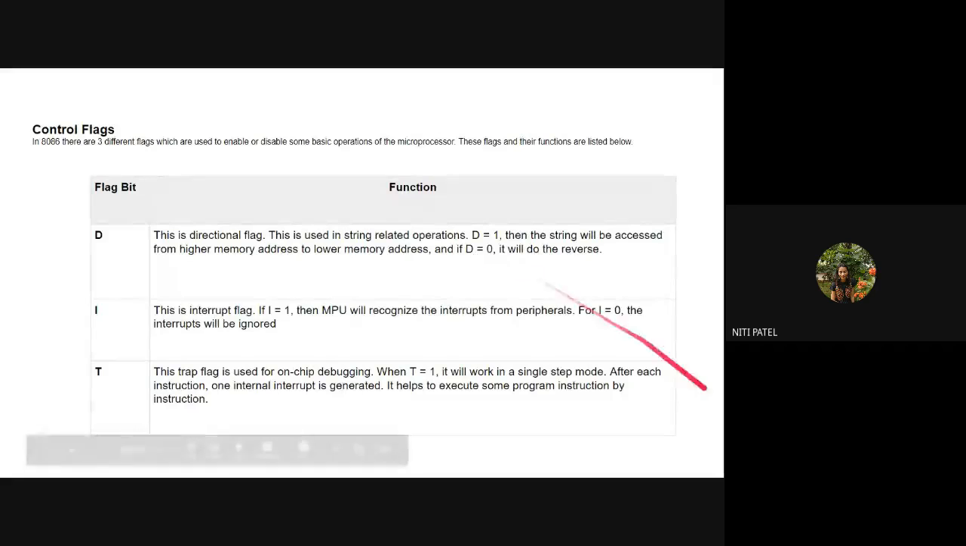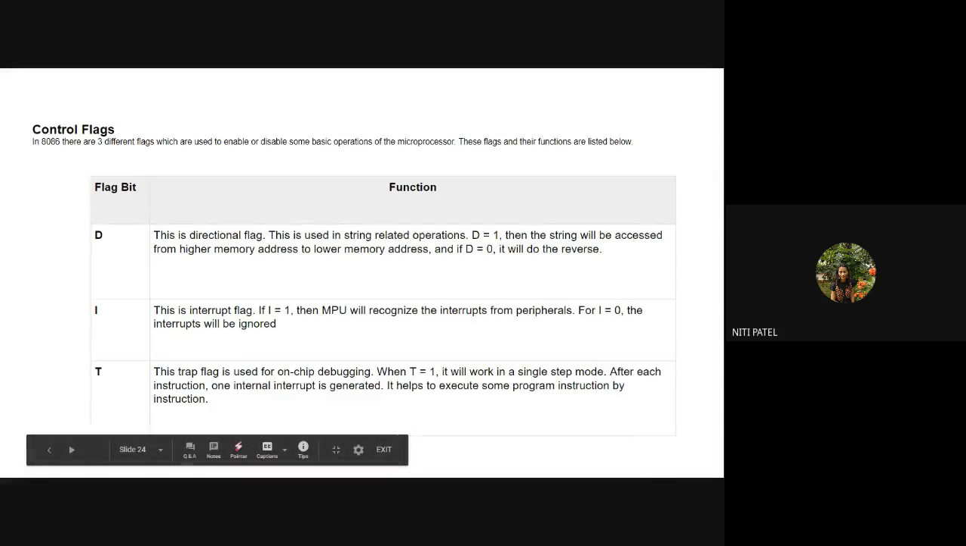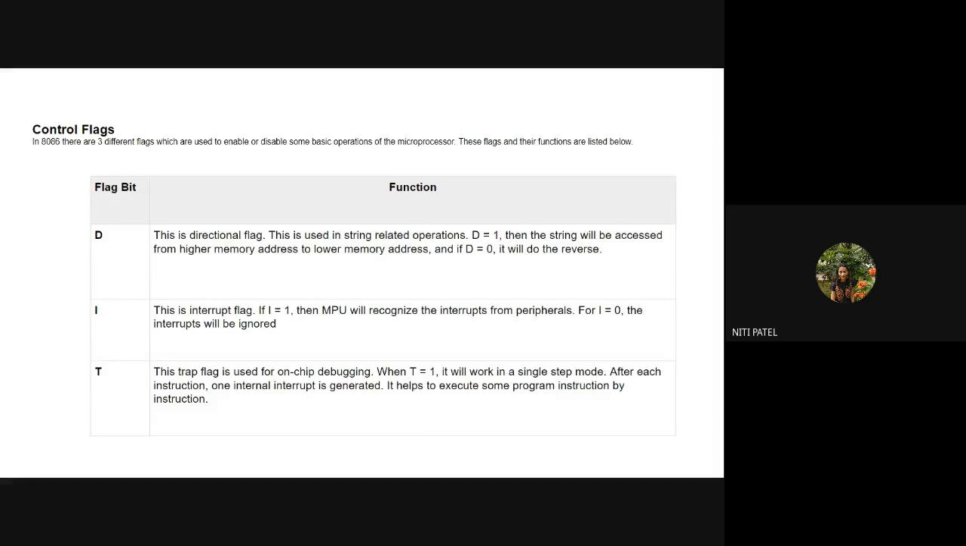Okay. So as the program executes, if a program has taken A, B, C, D, E, F, G, H, I, my D will be set to 1. But if a program has taken N, M, L, K, J, I, H, G, something like this, then my flag will be set to 0. So that is the function of the direction flag. If it is set to 1, that means higher bits are accessed first and then lower bits. If it is set to 0, it means lower bits are accessed first and then the higher bits. Is this clear?